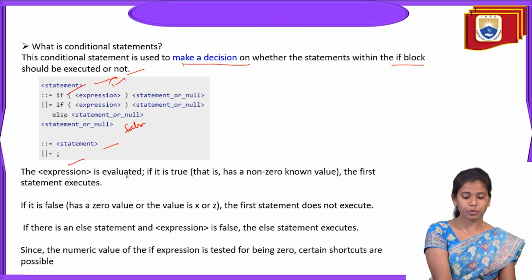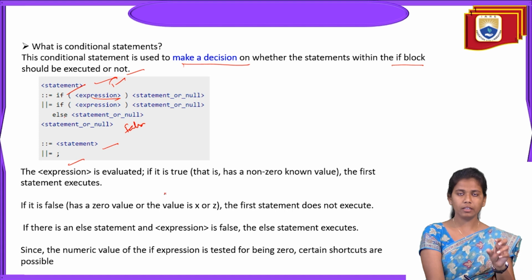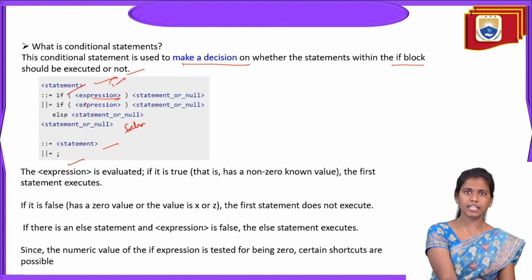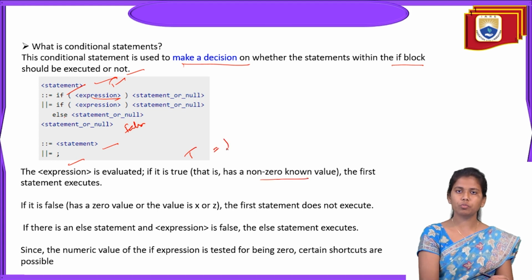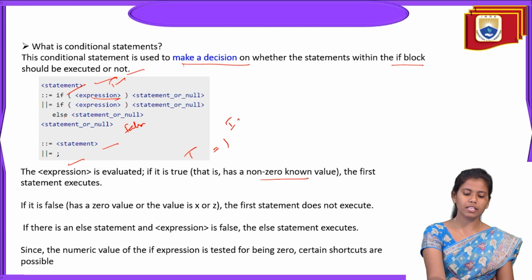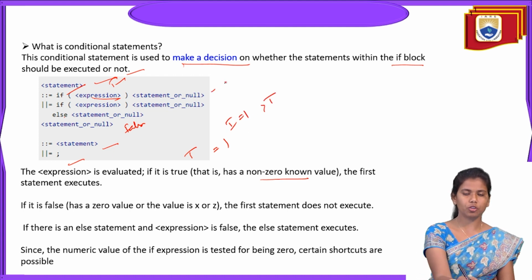Here the expression is evaluated. The expression is evaluated and taken as true if it has a non-zero value. Non-zero value means 1. That means if my I is equal to 1, then the expression goes as true, so the first statement executes.